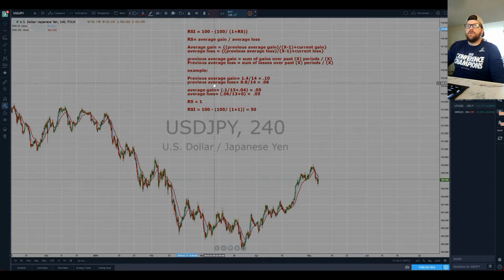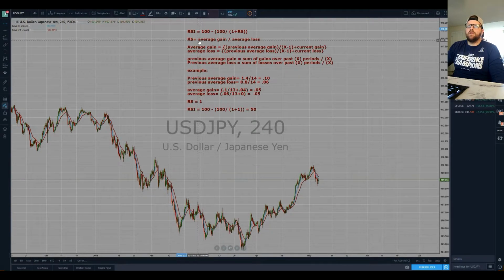Taking those two previous averages and applying them to the average gain and average loss, we're taking 0.1 because that is the previous average gain, dividing it by 13 because that is x minus 1, x being 14 minus 1 gives us 13, plus 0.04, which is the current gain, that equals 0.05. The average loss is 0.06 because that's what we got for the previous average loss, divided by 13 because again that's x minus 1, x being 14 because that's what we have the RSI set to, plus 0 because there was no loss for this period, and that equals 0.05 as well.